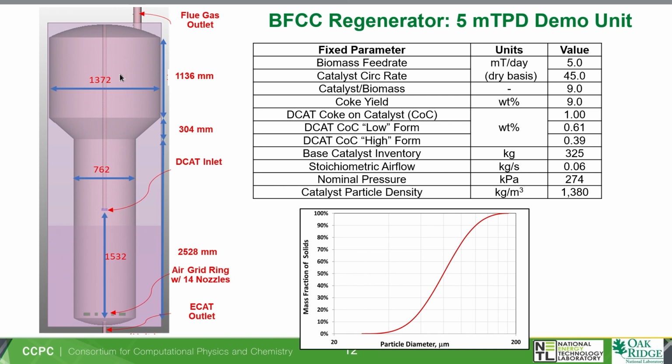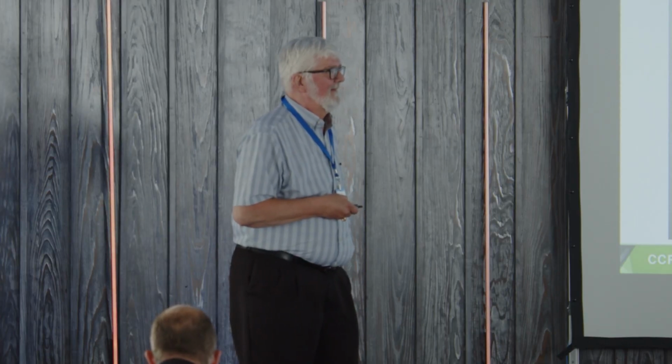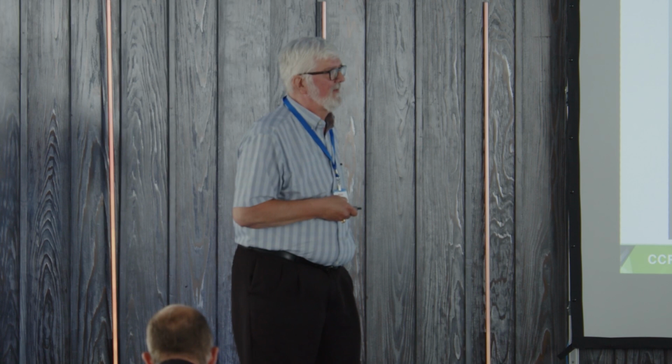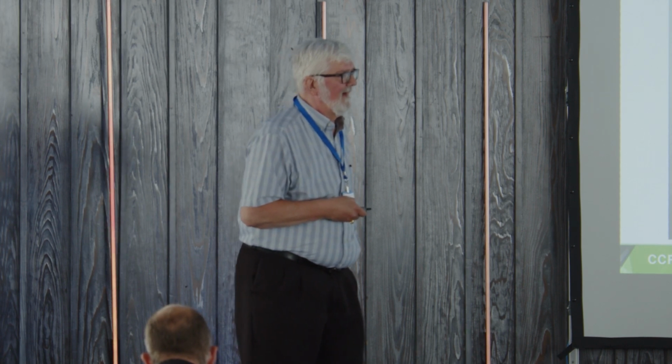There again, that's much higher than FCC. Everybody knows that. You're going to make more coke. And divided by the cat to biomass, you've got your 1% carbon on catalyst, okay? And here's some other information about stoichiometric airflow. Nominal pressure is 274 kPa, so it's not atmosphere. It's close to 2 atmosphere gauge, okay?